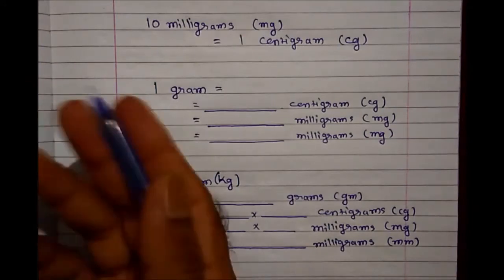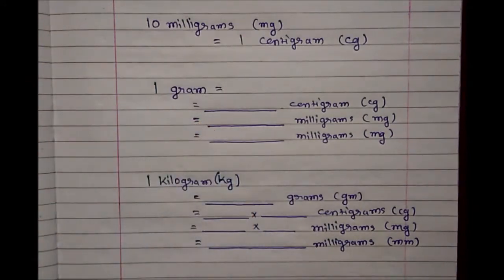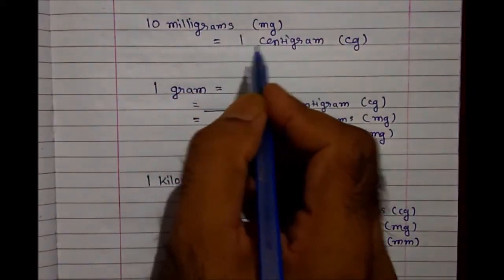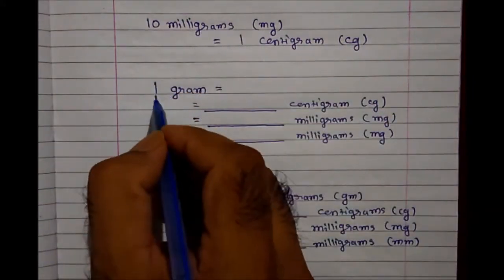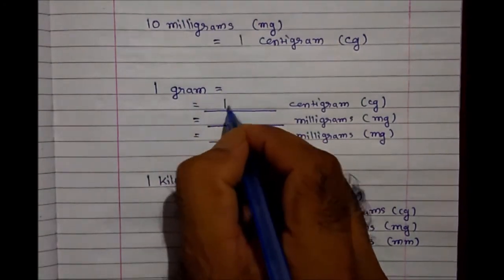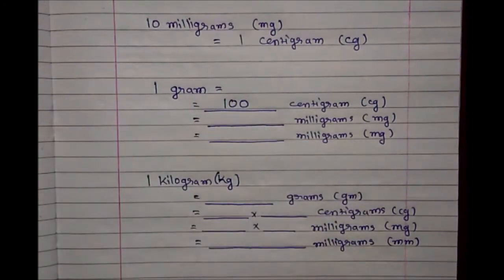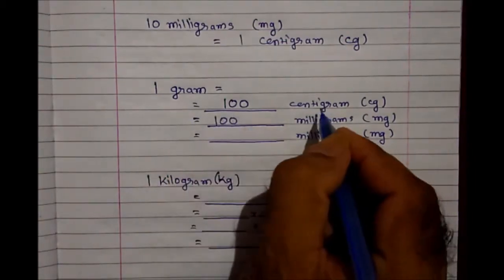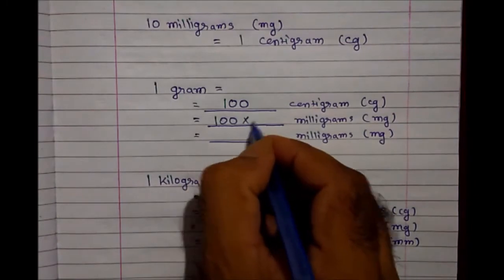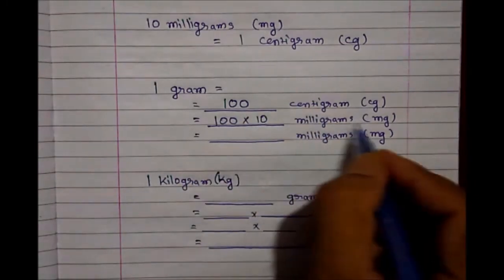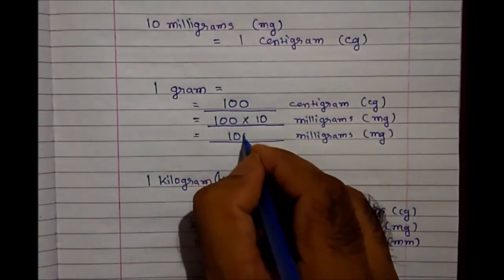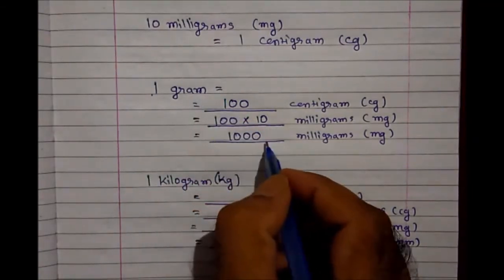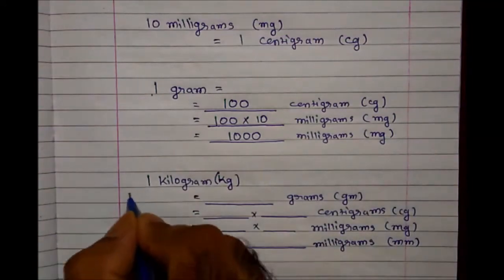In the same way we have milligram, gram and kilogram. 10 milligrams is nothing but 1 centigram. 1 gram is equal to 100 centigrams. 100 centigrams multiplied by 10, we will get milligrams. 1 gram is equal to 1000 milligrams.